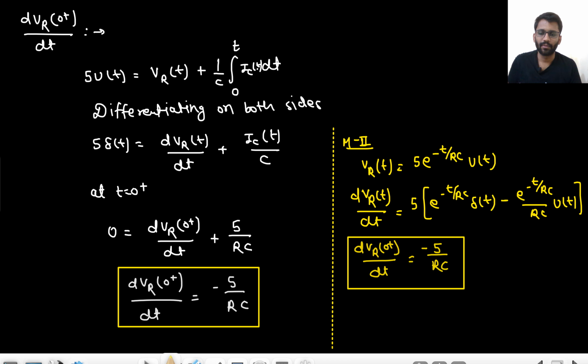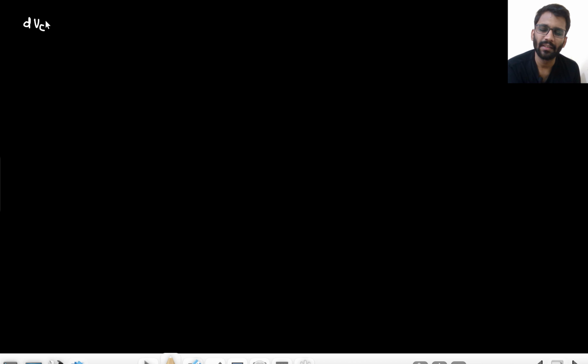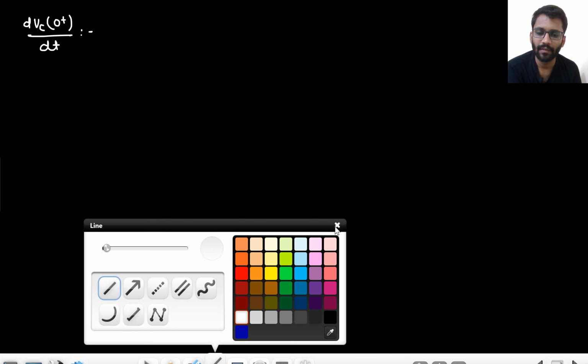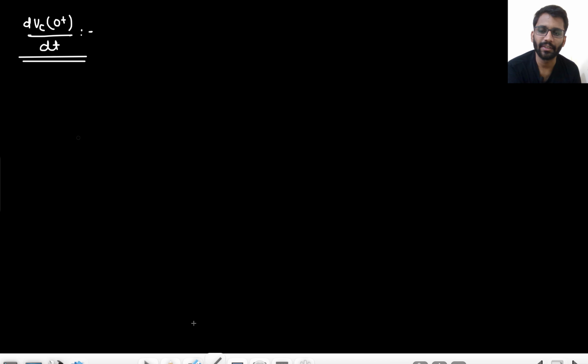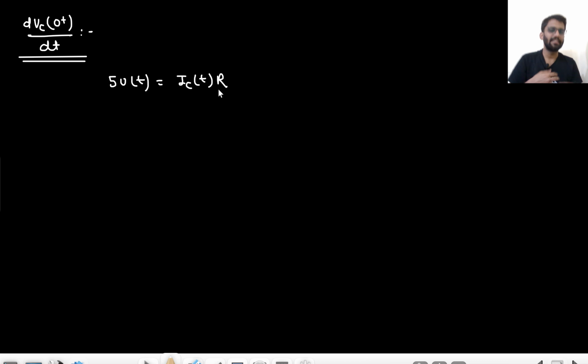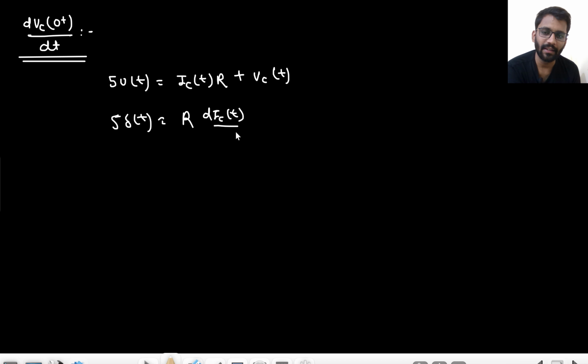Okay, let's comment on dVc(0+)/dt. How will you write the equation? 5 u(t) is equals to Ic(t) R plus Vc(t). Now no one will write Vc(t) here because you don't know the slope at t equals to 0 plus. Now if I differentiate it, what will happen? 5 delta t equals R dIc(t)/dt plus dVc(t)/dt. This will happen, right?